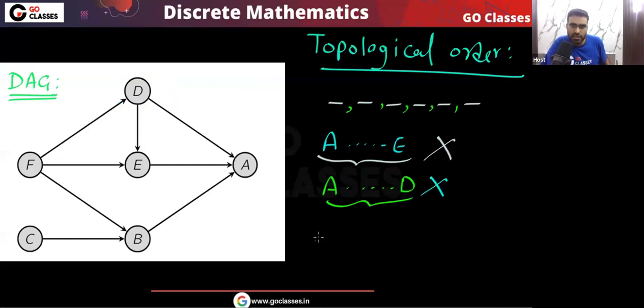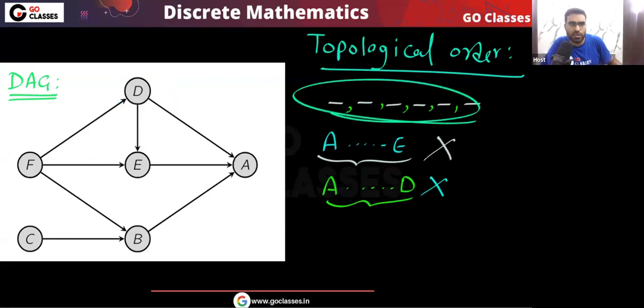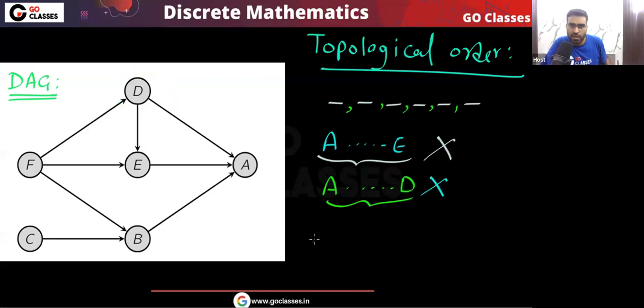Is it possible that the starting vertex is B? Can I start this linear order with B? Topological order is a linear order, right? Now I'm asking, in this linear order, total 6 elements are there. Can I start my sequence with element B? Is it possible? This is not possible.